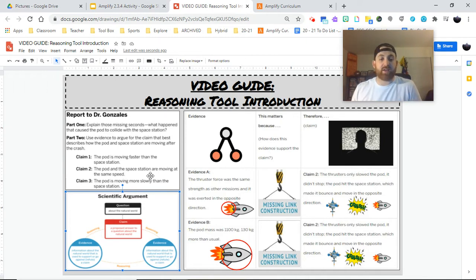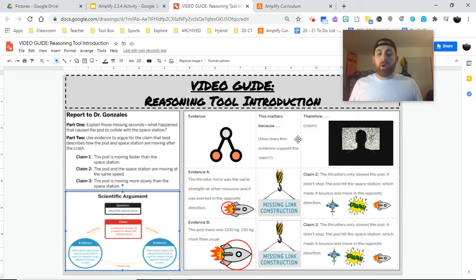You have two pieces of evidence. Evidence A: the thruster force was the same strength as the other missions, and it was exerted in the opposite direction. So we're focusing on this idea of the thruster force and what was going on in our mission compared to a normal mission. Evidence B is the pod mass was 1,100 kilograms, which is 130 kilograms more than what it usually is. That was that information that Dr. Gonzalez gave us in that email. So our job is to write a reasoning section in the middle here that explains how our evidence is that missing link to explaining why this occurred with our claim.